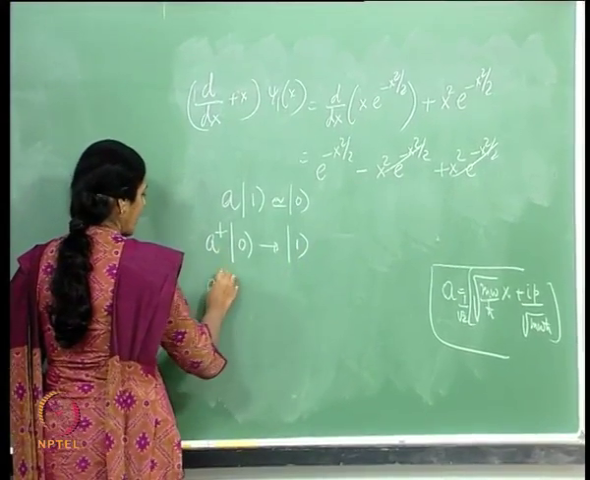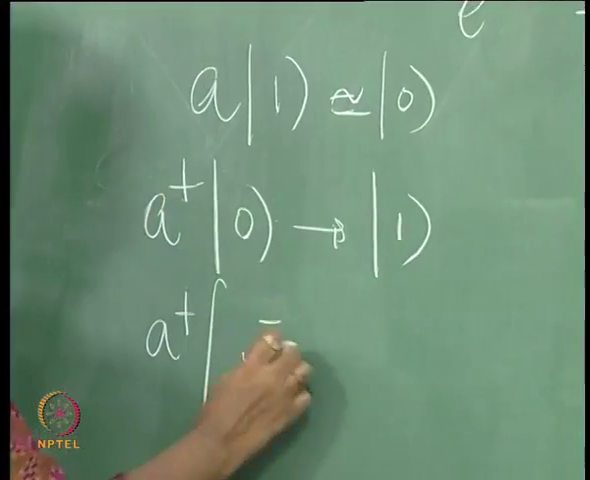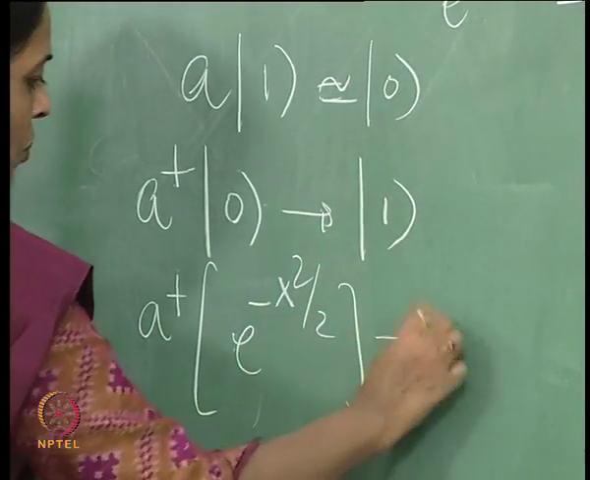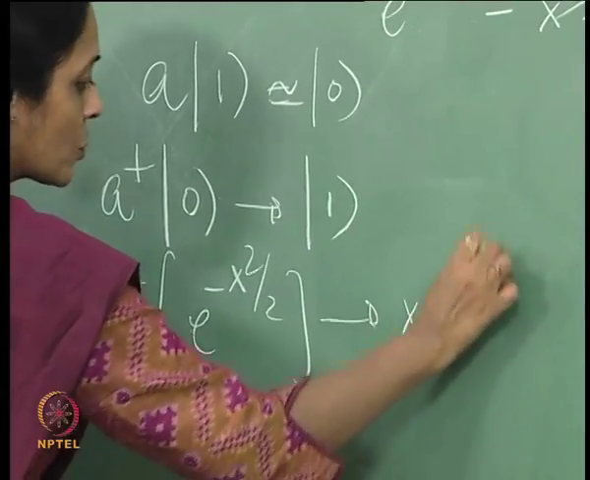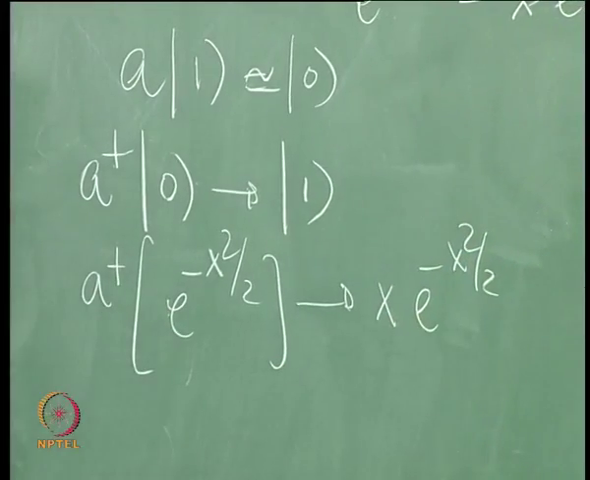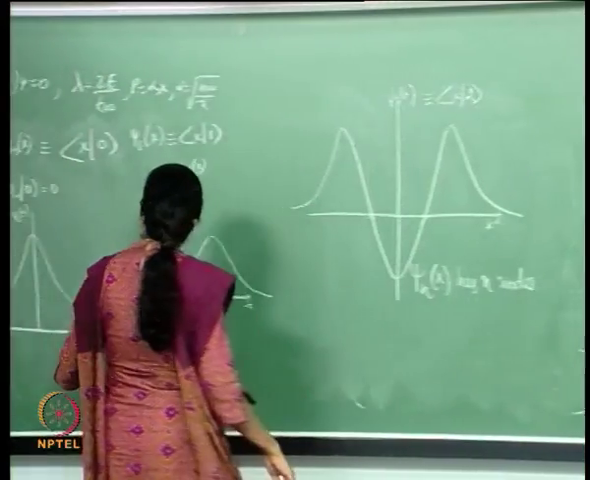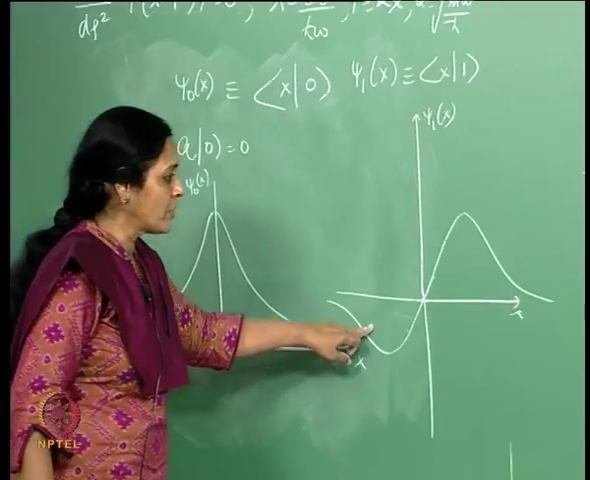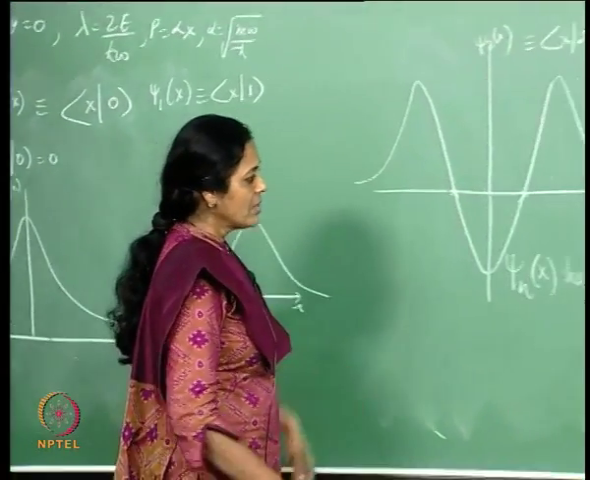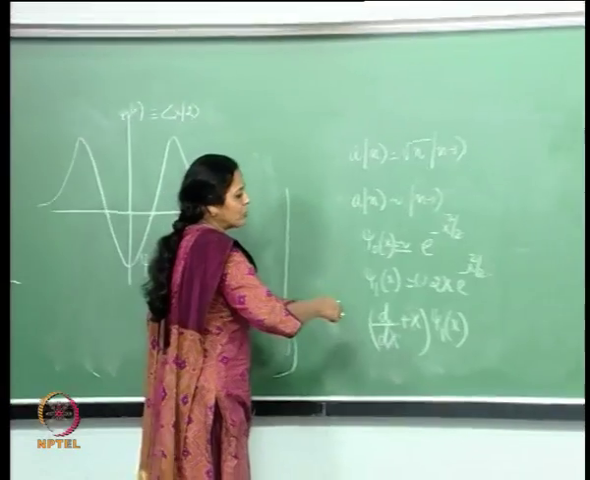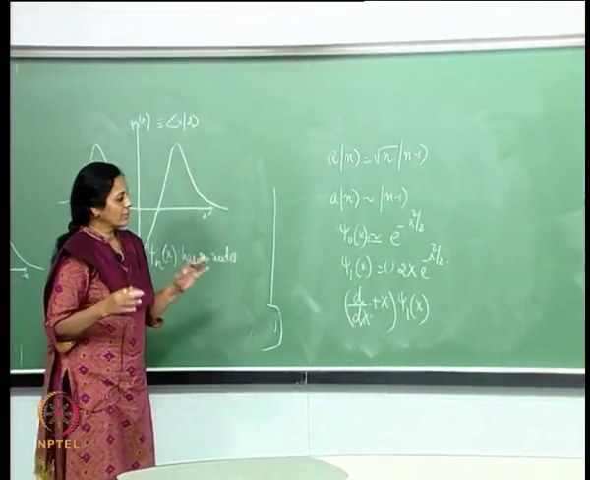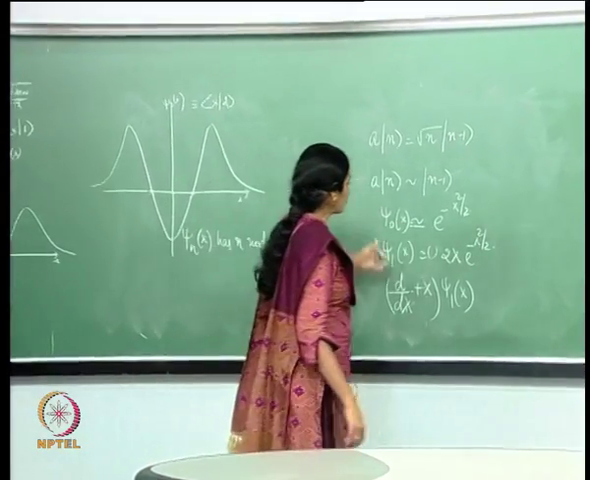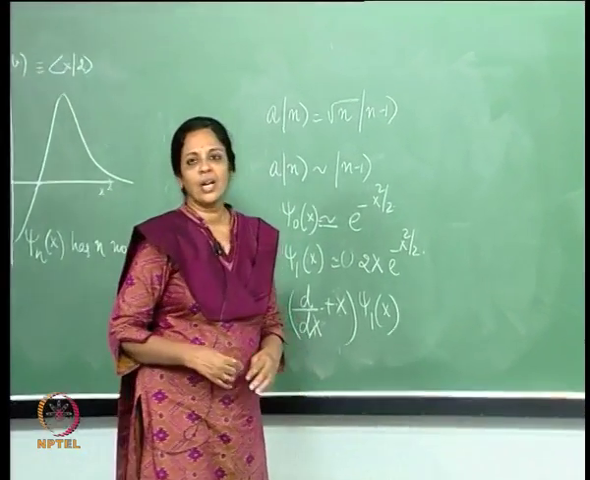In other words, A dagger acting on e to the minus x squared by 2 in the position representation takes it to x e to the minus x squared by 2, and that is what you have plotted here. This is e to the minus x squared by 2 schematically, this is x e to the minus x squared by 2, and so on. So we have checked therefore that the operator formalism exactly matches with the position representation formalism of the harmonic oscillator problem.